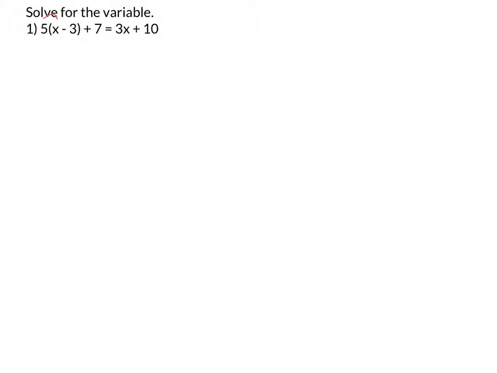I can send the 5 to the x and the 5 to the negative 3. So 5 times x gets me 5x. 5 times negative 3 is minus 15. Okay, so again, I just distributed. I multiplied the 5 to both the x and the negative 3. Now, we still have the plus 7 at the end of that equals the 3x plus 10. But just to tell you what I did here, my first step was to distribute.